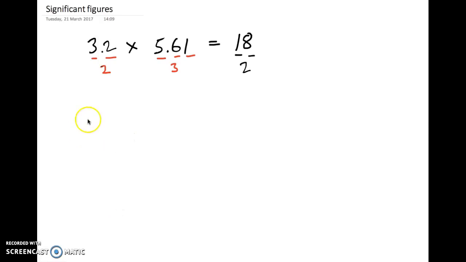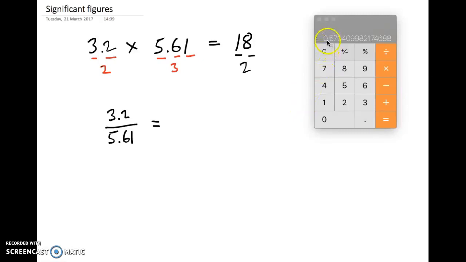Okay, just to emphasize that, we'll do another example. So let's say instead of multiplying these two numbers, we divided them. So let's do 3.2 over 5.61. We get the calculator out. So our calculator reads 0.5704 and so on.